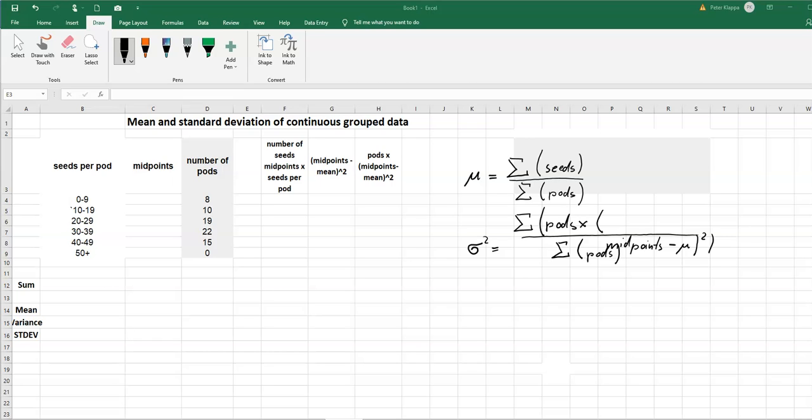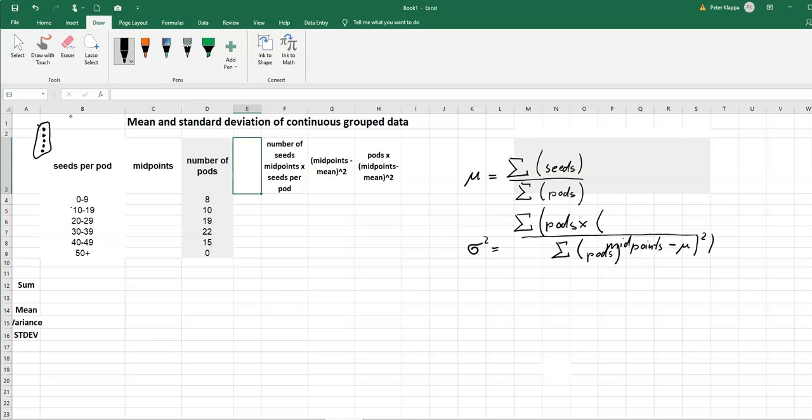In this example, I want to discuss with you how we can calculate the mean and the standard deviation of some continuous data, but this time we've got the data grouped together into some categories. So a typical example could be, for example, we have a plant that produces some kind of seed pods, something like that. And in this seed pod, there are the seeds arranged.